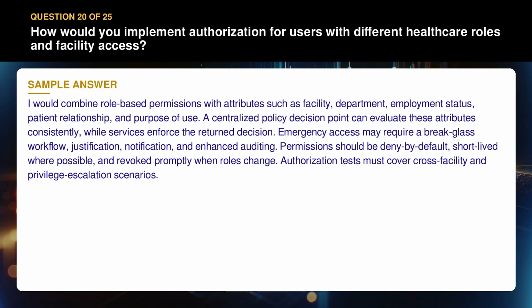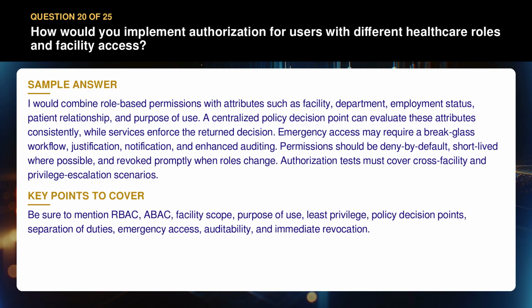Permissions should be denied by default, short-lived where possible, and revoked promptly when roles change. Authorization tests must cover cross-facility and privilege escalation scenarios. Be sure to mention RBAC, ABAC, facility scope, purpose of use, least privilege, policy decision points, separation of duties, emergency access, auditability, and immediate revocation.